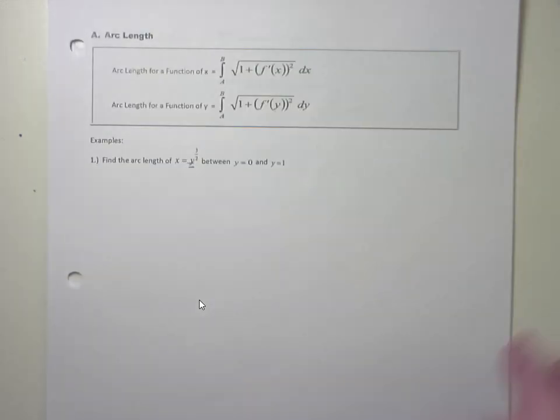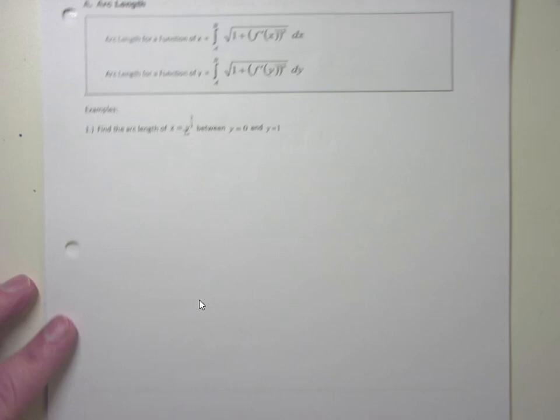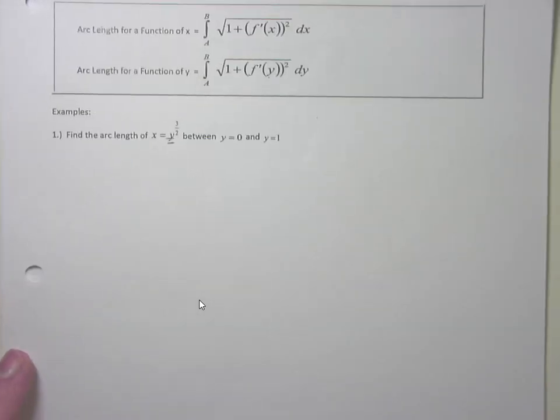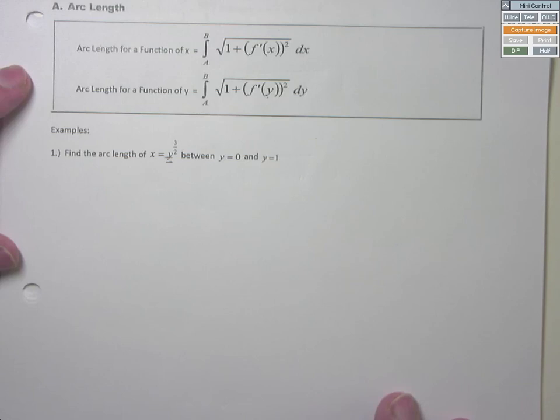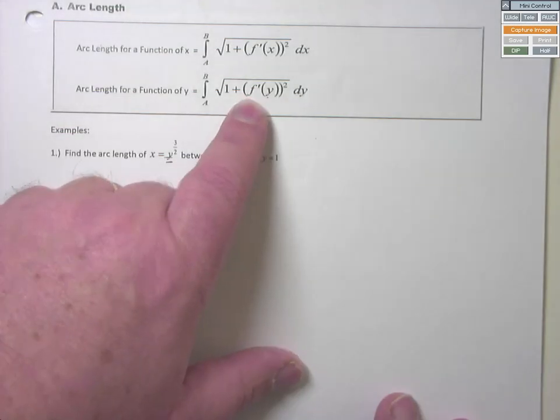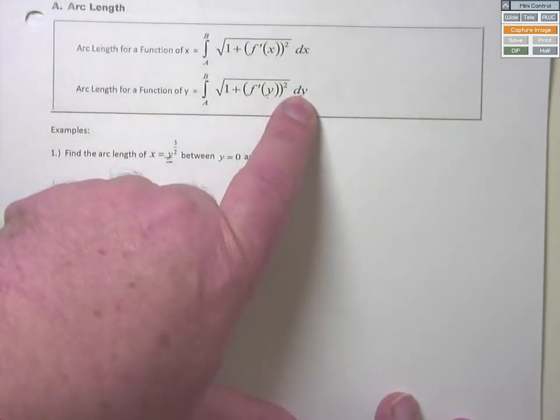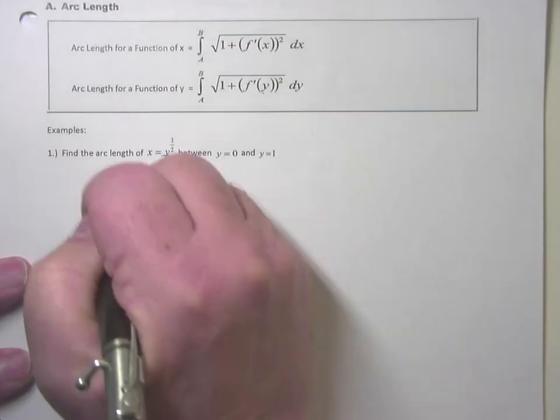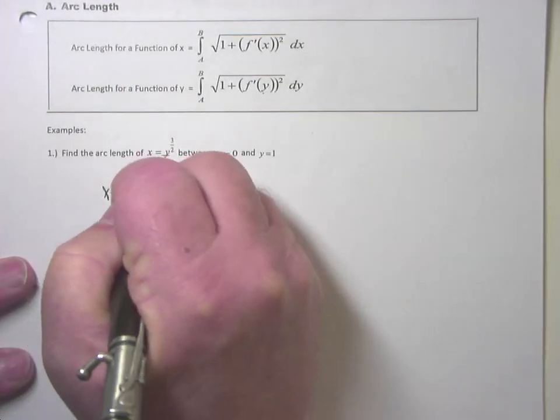Pick it up where we left off last time, and here's my arc length formula, and here's my first problem. It says this: find the arc length of x equals y to the 3/2 power between y equals 0 and y equals 1. This function is a function in terms of y. So between these two formulas, I'm going to use the second one. Because it's in terms of y, I'm going to use the dy formula. So I've got x is equal to y to the 3/2 power.